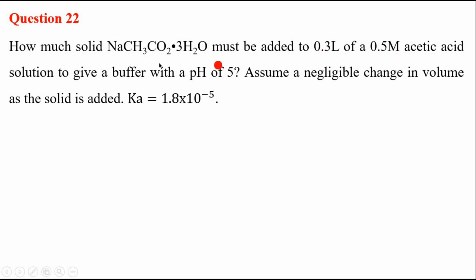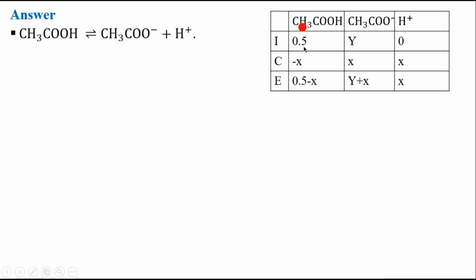So here we don't have the concentration, to give a buffer solution of pH 5. Meaning if the pH is given, we have the H plus in this buffer system. They say to assume negligible change in volume as the solid is added, and the Ka value is given. So here we need to find the initial concentration of the salt. We use the same buffer system, but what you need to know is that we have 0.5 here, and we don't have the salt content.